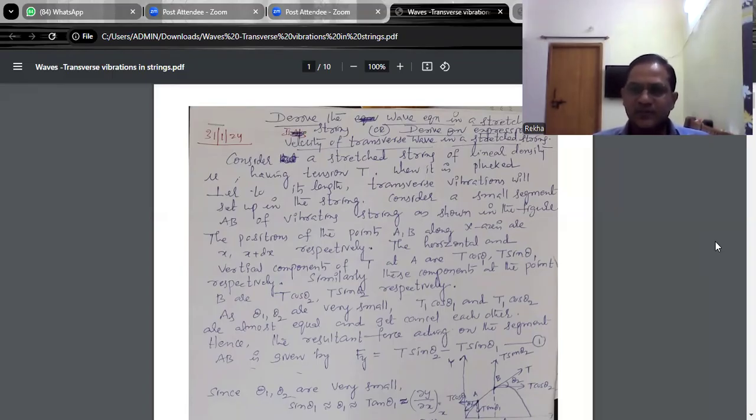All the sound waves are the mechanical waves. Here the medium is air. So when I'm speaking, you are able to listen to my voice. This is the longitudinal wave. All the sound waves are the longitudinal waves. Longitudinal waves are all what kind of waves? These are the mechanical waves, right?